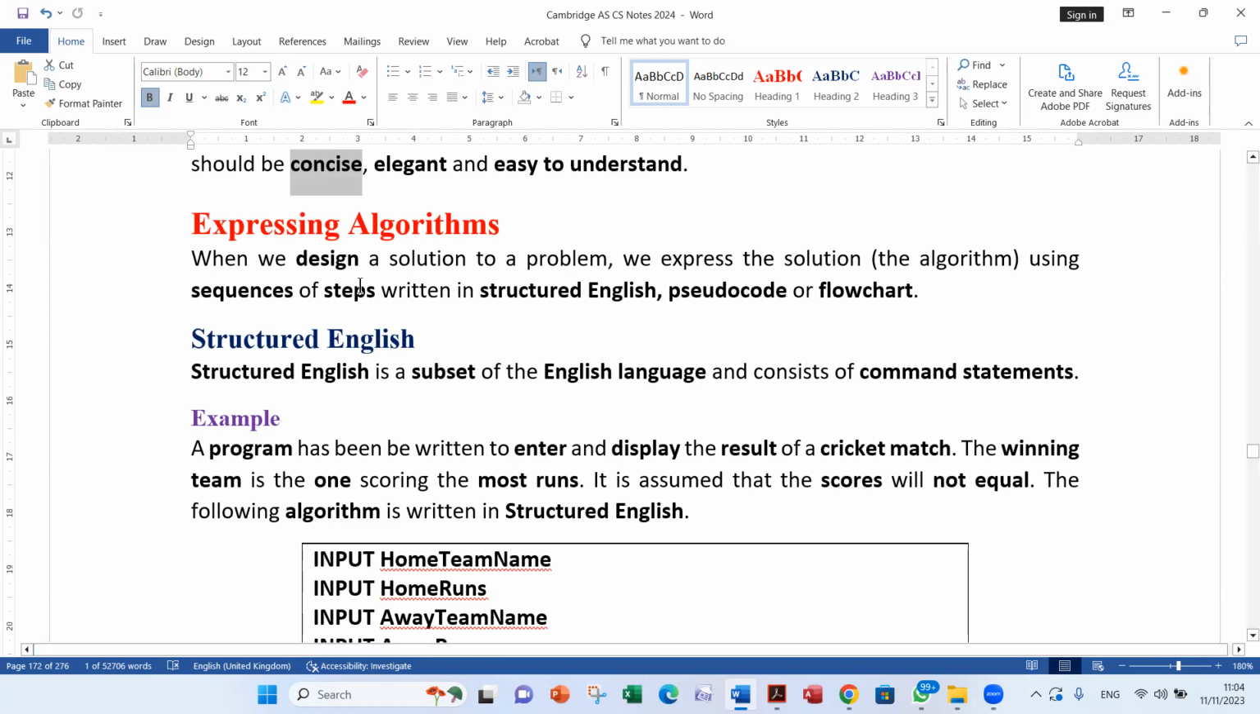When we design, we are in the design stage. We are not coding. When we design a solution to a problem, we express the solution, the algorithm. We will be doing algorithms using a sequence of steps written in structured English. Okay. Sometimes they ask you to write structured English, not write any pseudocode. And this is in the recent exams, and I call these easy marks.